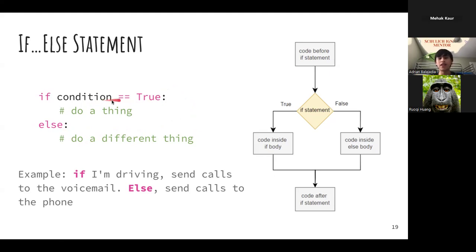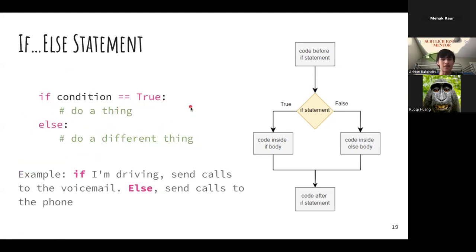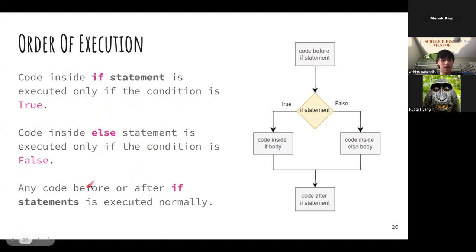But if this condition is false, we skip over this code and we move on to the else, and then we do the rest of the program. Just like what the slides say here, code inside the else statement is executed only if the condition is false, only if this guy is false. And any code before and after the if statement is executed normally.